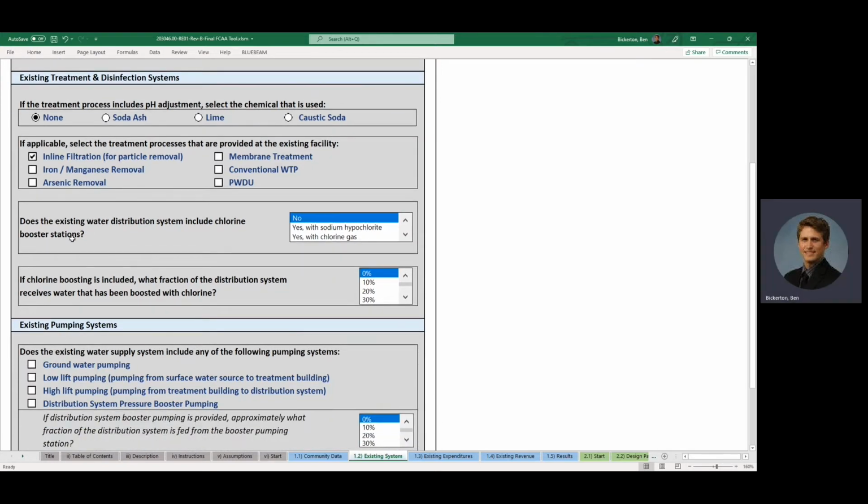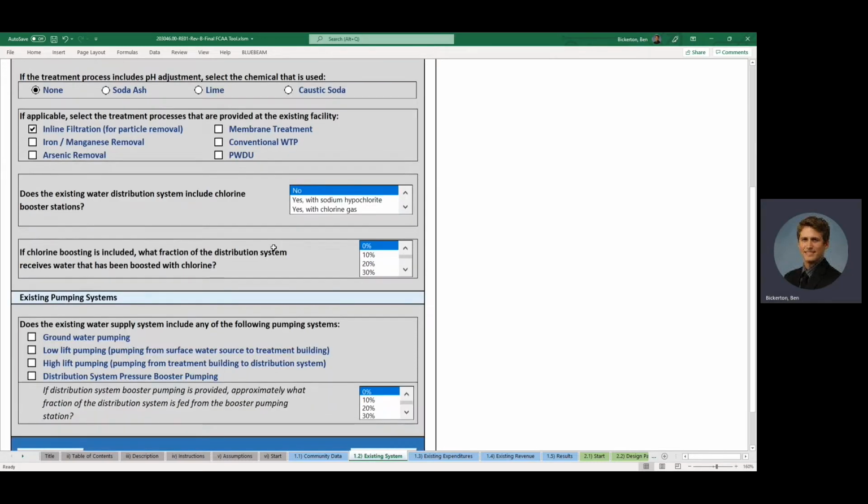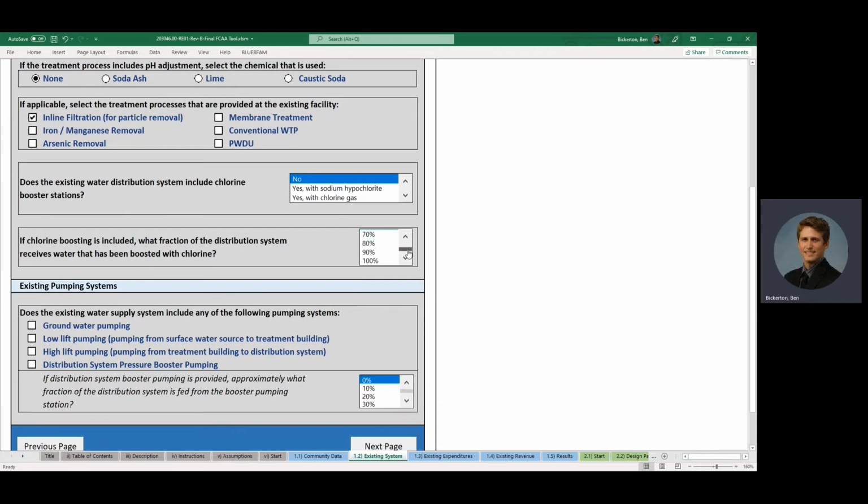Questions here on whether the distribution system includes supplementary chlorine booster stations. So if we have a booster station for chlorine boosting in the community, we can select that here. In our case, we'll leave that at no. If we do have one, we pick what fraction of the community receives water from the chlorine booster station.